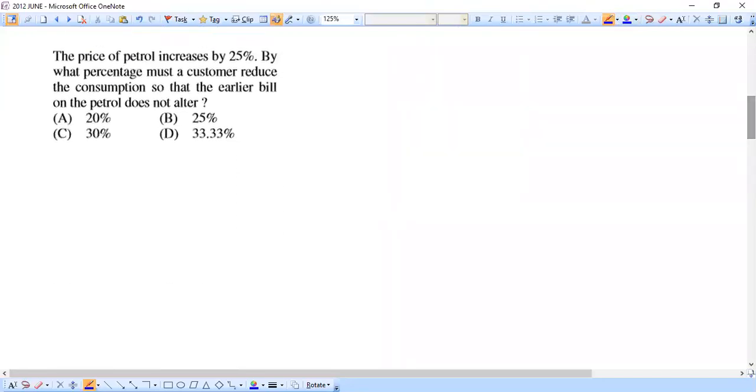Question number 2 is from percentages. Not a very hard question, a very easy question. So let's see the question. The price of the petrol increases by 25%. Again, a percentage question. As usual, we have tried many questions of this pattern in our previous years' question papers. Price of petrol increases by 25%. Then by what percentage must a customer reduce the consumption so as to maintain the earlier bill?